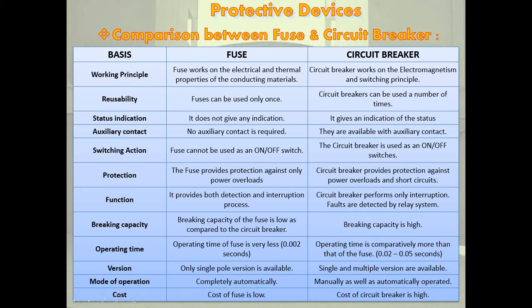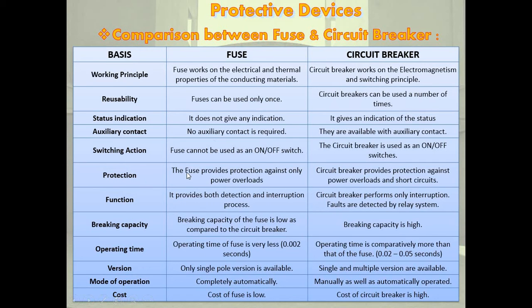In auxiliary contact, no auxiliary contact is required in fuses. They are available with auxiliary contact in circuit breaker. In switching action, a fuse cannot be used as an on or off switch. A circuit breaker is used as an on-off switch.